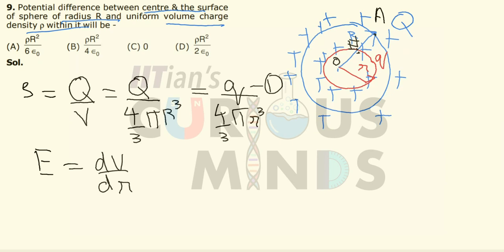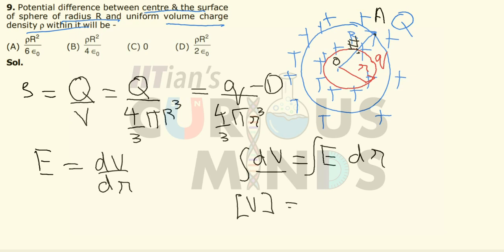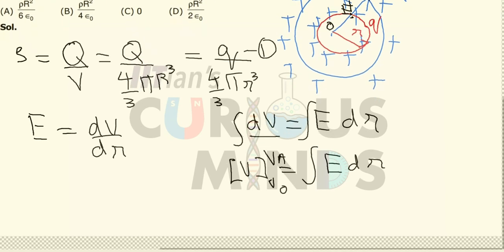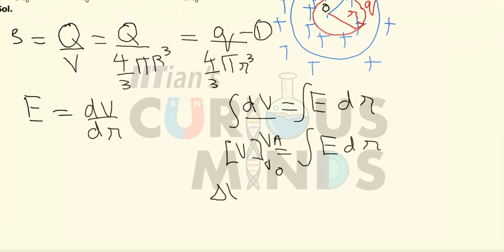Now in this case we have to find out the dV, that is the change in the potential from the center to the surface. It will be equal to E dr. So while integrating on both sides, the integral of dV will be equal to V. We will see the integration on the right hand side later. Now I will integrate it from V at point O to V at point A, that is V at the center to V at the surface. Let it be equal to delta V.